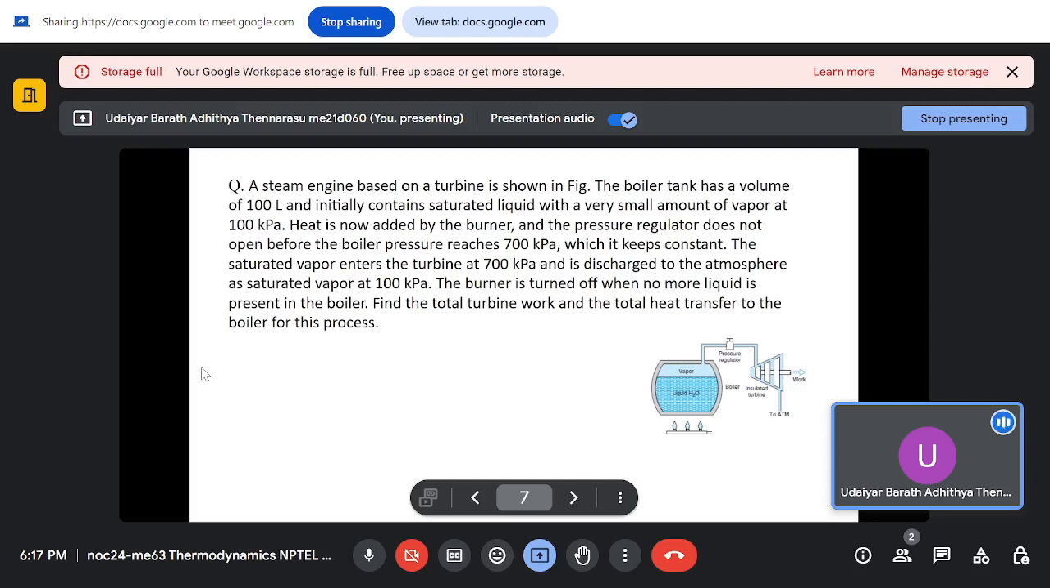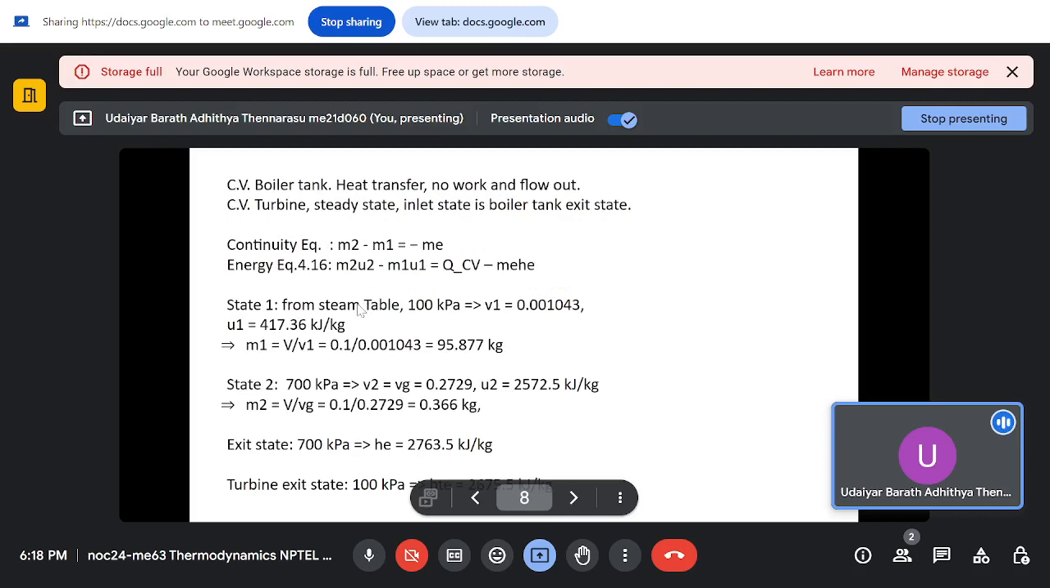The burner is turned off when no more liquid is present in the boiler. Find the total turbine work and the total heat transfer to the boiler of this process. So this is just like a combination of the first two processes we saw. So we'll see how to solve this.